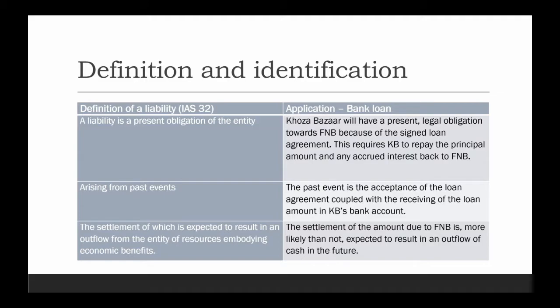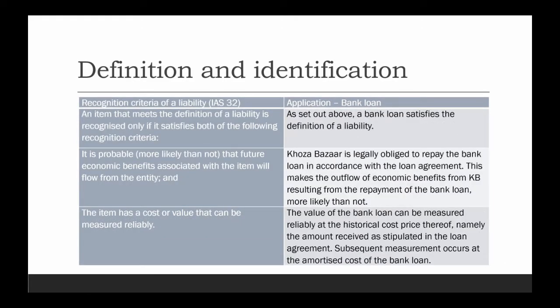The past event is the acceptance of the loan agreement coupled with the receiving of the loan amount in Khoza Bazaar's bank account. And the settlement of the amount due to F&B is more likely than not expected to result in the outflow of cash in the future. Furthermore, an item that meets the definition of a liability is recognized only if it satisfies both of the following recognition criteria. It is probable, or more likely than not, that future economic benefits associated with the item will flow from the entity, and the item has a cost or value that can be measured reliably.